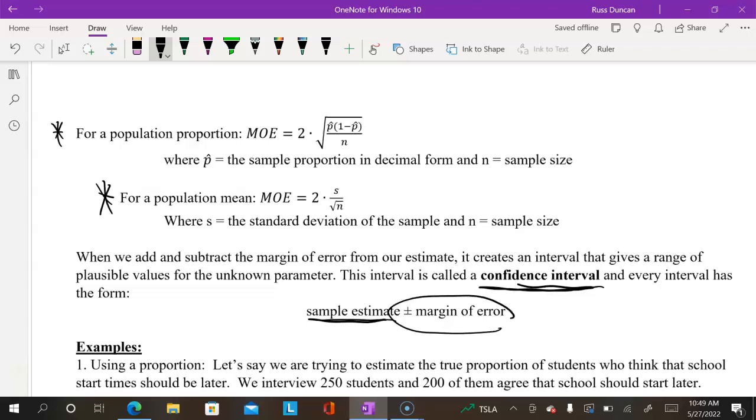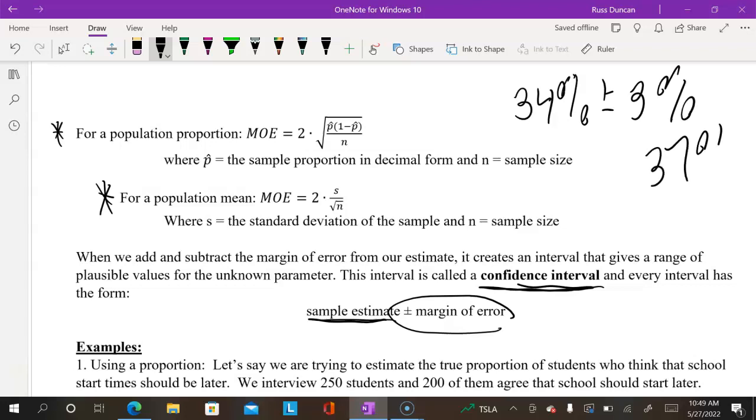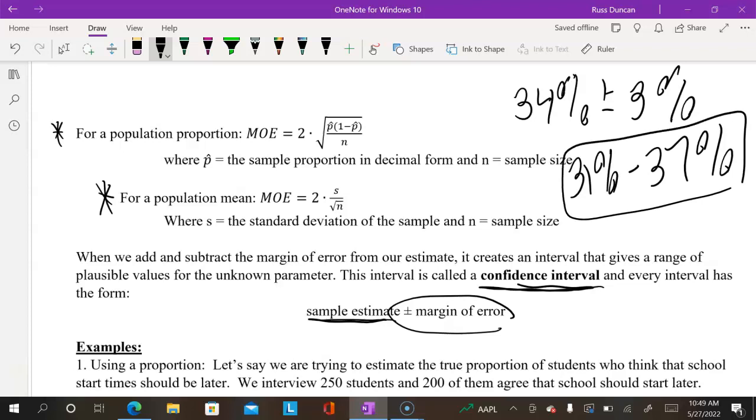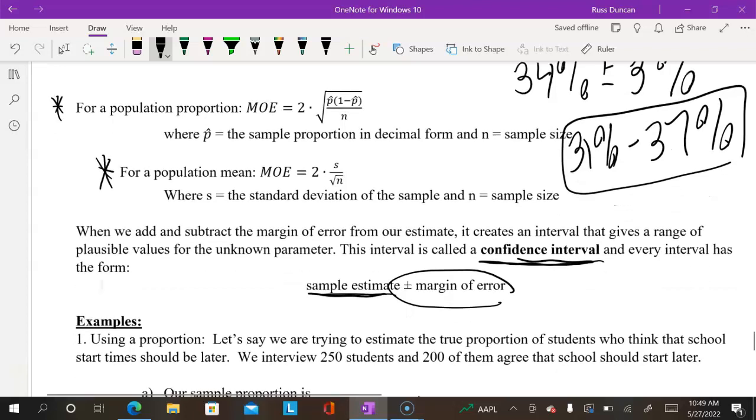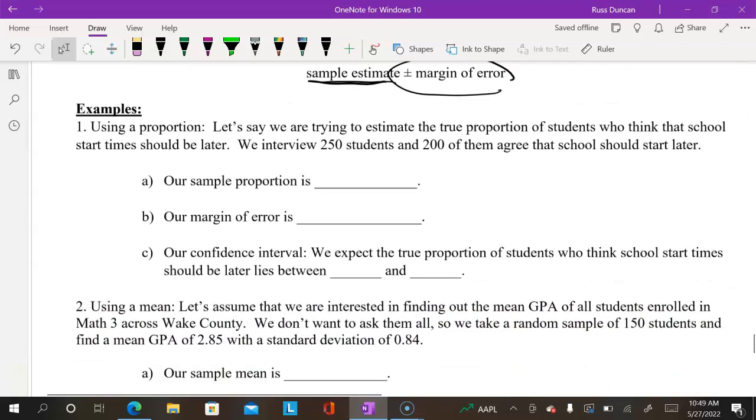So for instance, if we said there was a 34% chance of something, plus or minus 3%, then 34 plus 3 is 37%, and minus 3 is 31%. So we would feel like somewhere between 31 and 37% of the students would feel this way. We'd feel confident in that, okay? So we're going to work through a few of those.